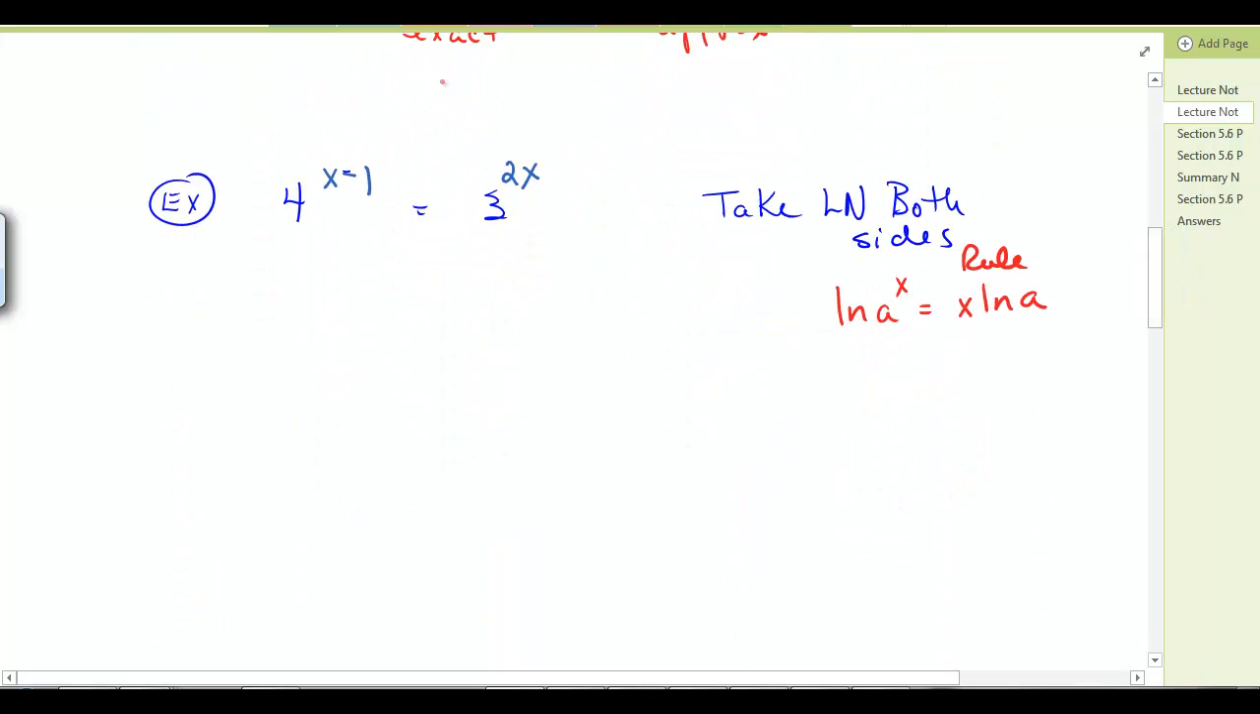All right, let's look at this one. And that is 4 to the x minus 1 equals 3 to the 2x. So we don't have to isolate. Okay, so 3 to the 2x. All right, so we're going to take the ln of both sides.